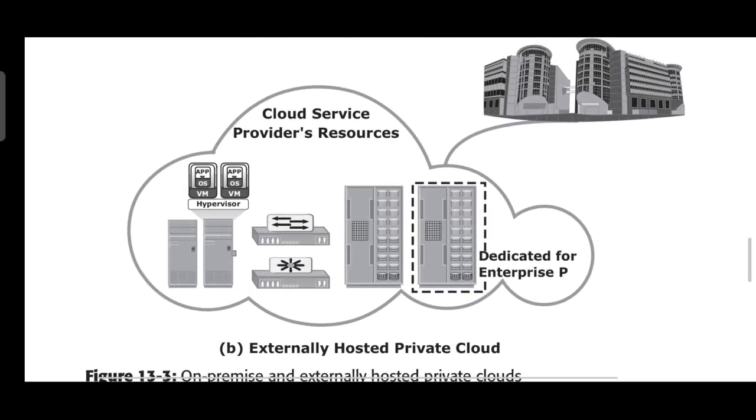Externally hosted private cloud is similar to it, but what happens? The cloud location is deployed in some other dedicated area. The cloud service provider's resources are dedicated to each enterprise. There is an agreement between the organization and the third party service provider. The third party service provider keeps the server maybe in any city or abroad, as per the company standards. In that case, it maintains a dedicated network, a dedicated storage array, and dedicated services for each and every organization.